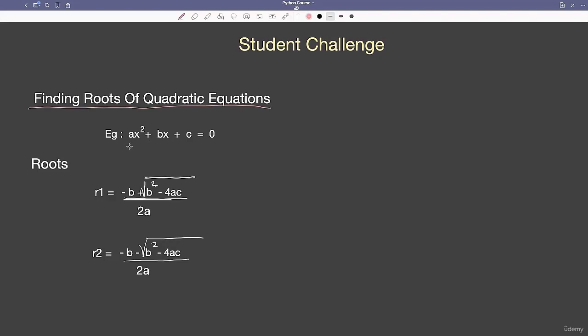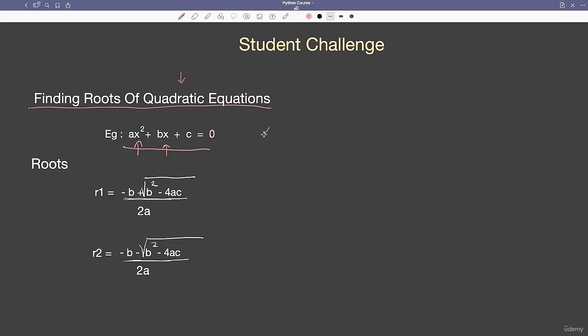See, any expression or formula of this form is called a quadratic equation. What is the form? Ax square plus bx plus c equal to 0. Here a single variable x is used. A, b, c are the coefficients. And the highest degree of this expression is 2. So that's why it is called quadratic. And when it is equated with 0, then it is called an equation. Any equation of this form is called a quadratic equation.